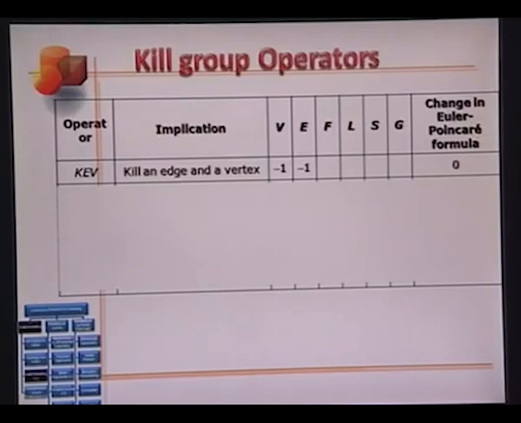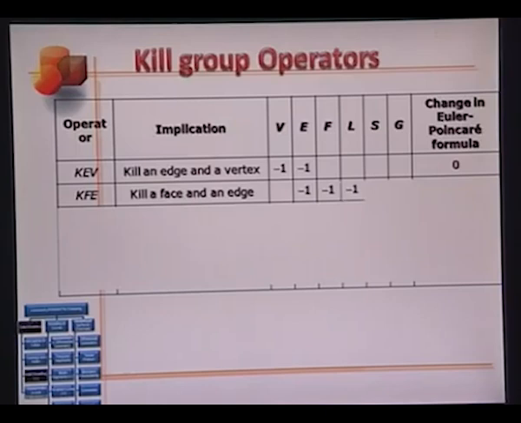Correspondingly, there is no change in the formula. The second, kill a face and an edge, KFE. No change in the number of vertices. The number of edges decrease by 1. The number of faces decrease by 1, and so does the number of loops. No change in the number of shells nor the number of genus, and therefore there is no change in the Euler-Poincare formula.